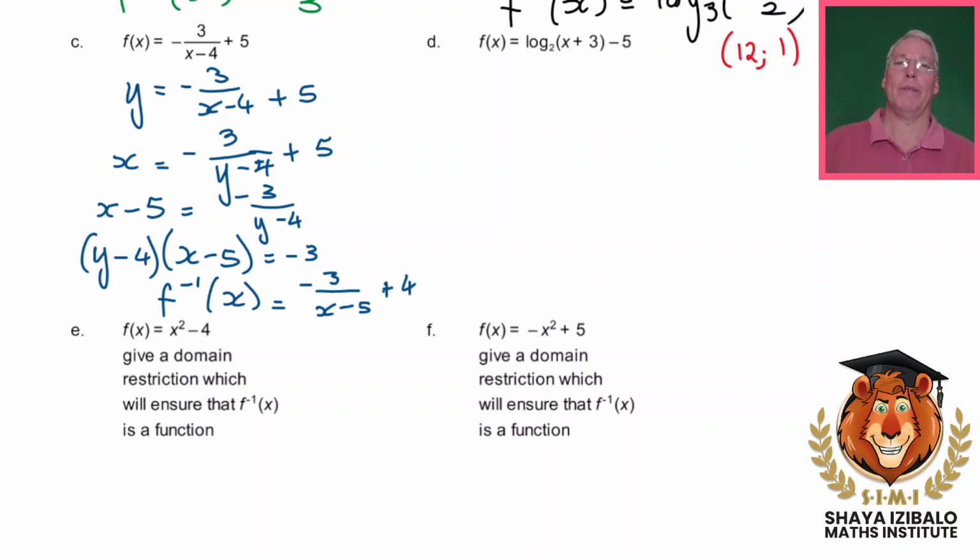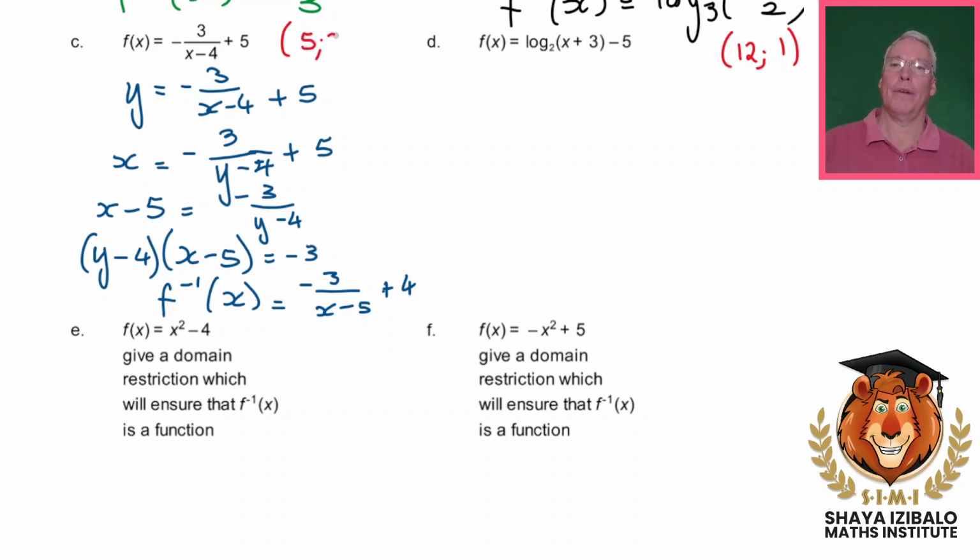Okay, let's check as we did with the other ones. If we were to put, say, 4 in here, not 4 in here, let's put 5 in here. If we put 5 in here, we're going to get 1 on the denominator. So we're going to get negative 3 plus 5. We're going to get 2.